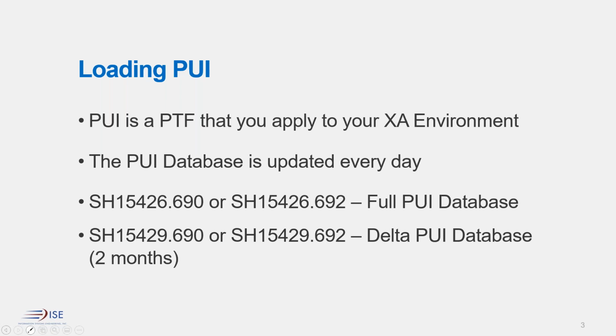There are actually 2 different flavors of PUI, if you will. We have the full PUI database, which is delivered under PTF number SH15426. If you're on 9.1, you would want to get the 690 version of that. If you're at 9.2, you would want to get the 692 version. The second flavor is the Delta PUI database, which only includes the changes for the last 2 months. That is PTF SH15429, and of course you would get the one appropriate to your system.